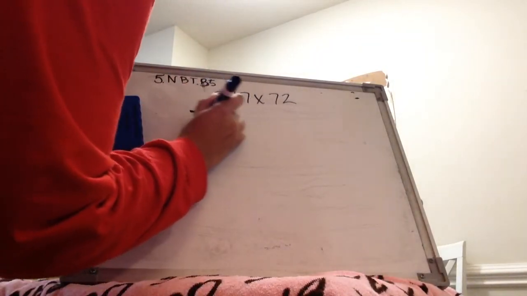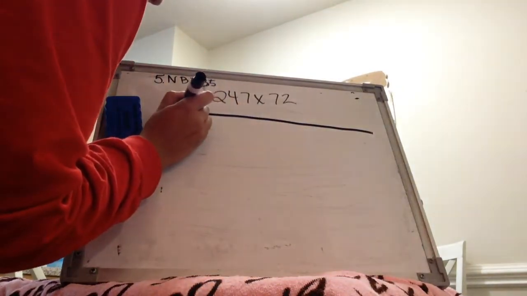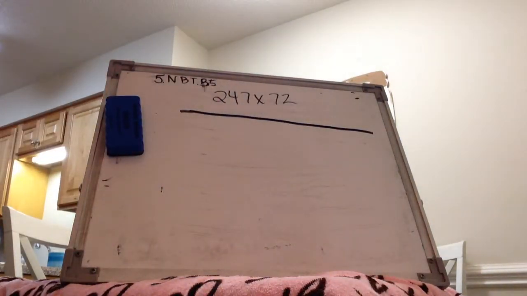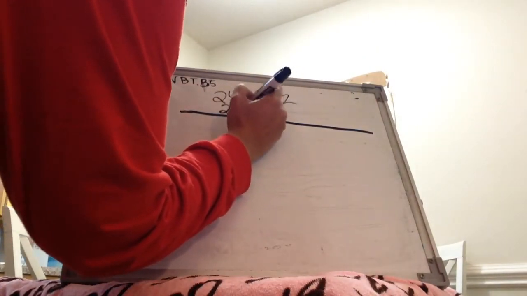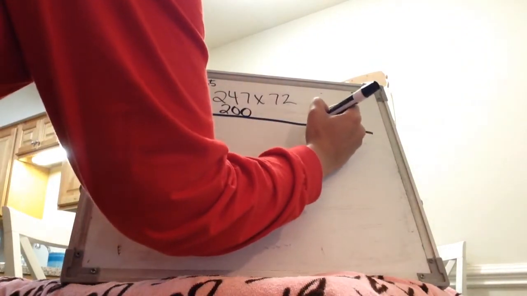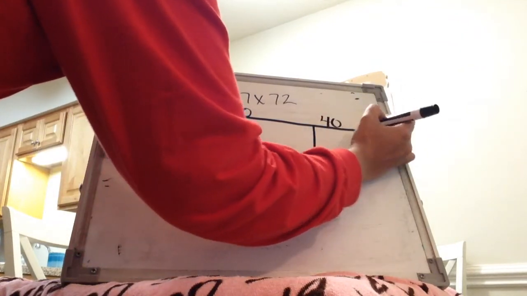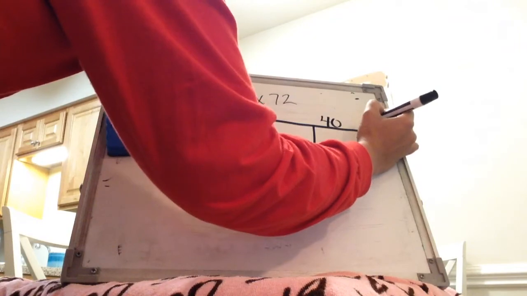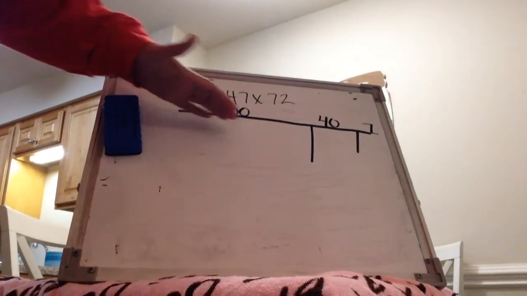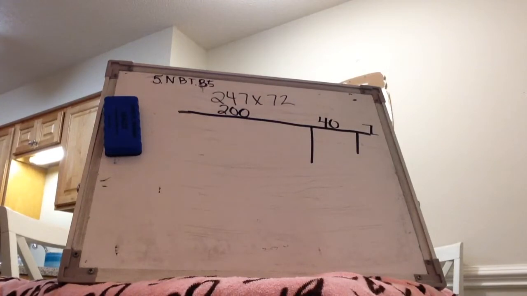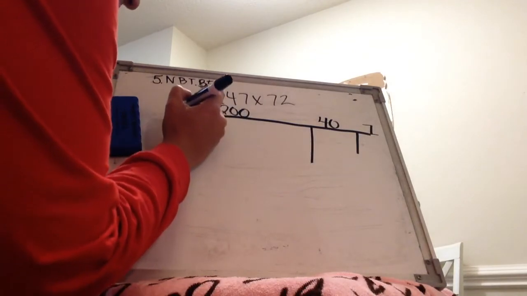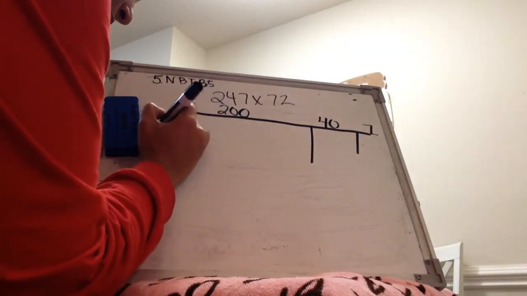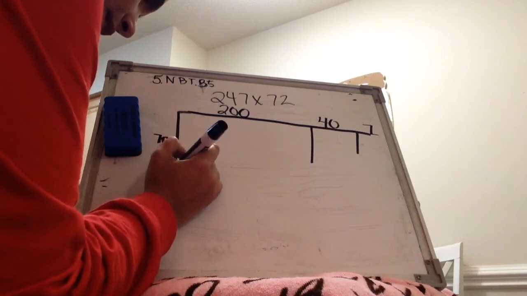So if this entire length is 247, I want to separate it by place value. I want to break apart the numbers. So I have 200 here, 40 here, and then we can say 7 right there. So the whole length is still 247. And then my width is 72. So I'm going to come over here, 70 and 2.